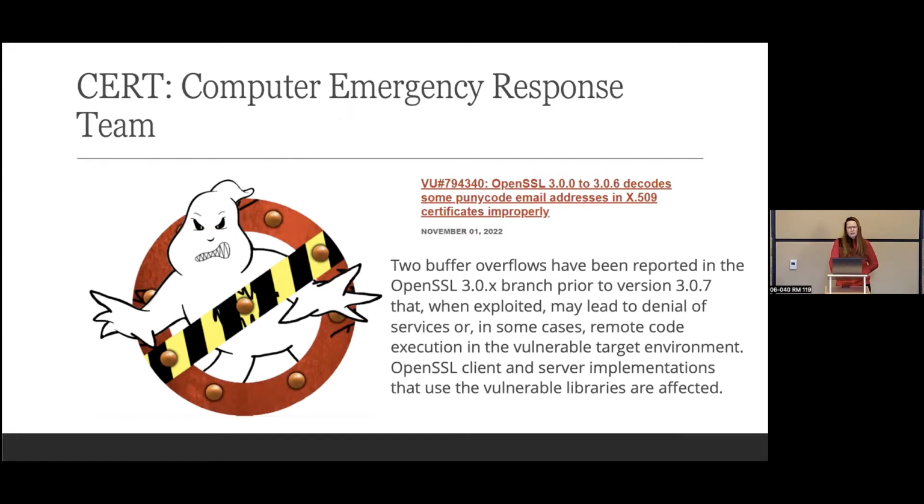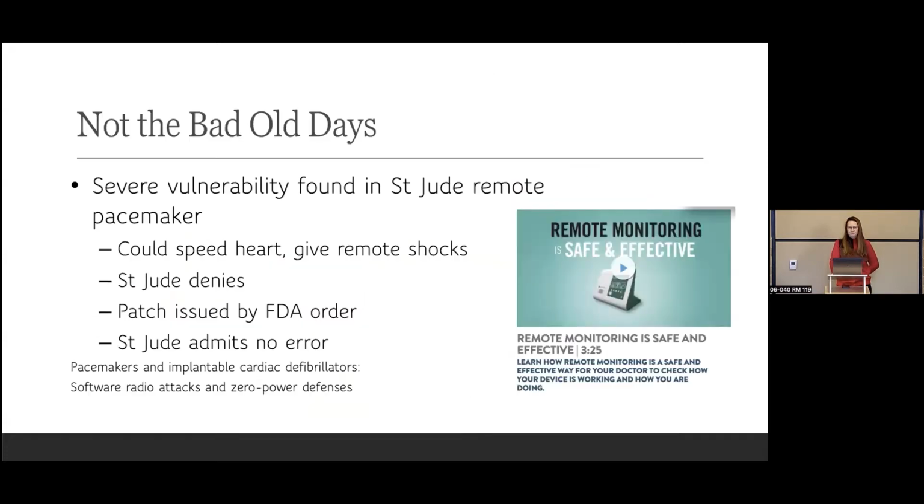They're still out there. This was like November 1st. OpenSSL 3.0x branch. You can look at this and you can be frightened because, client OpenSSL, you connect to this all the time. What can you do? Are you exposed? You don't know. In some sense, it's not the bad old days, but in some sense it is. There was the vulnerability in the St. Jude remote pacemaker where you could change people's heart rates, and they denied it. And then they threatened to sue the people that disclosed it, and then they fixed it.